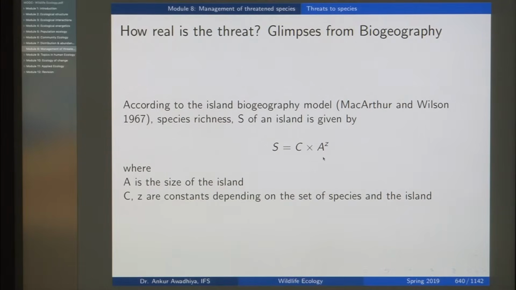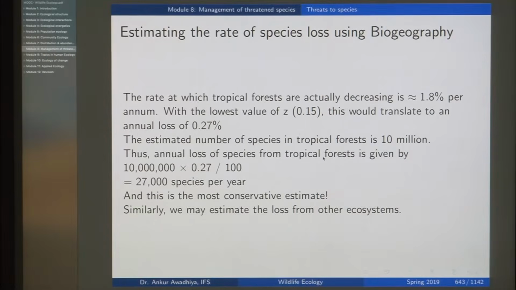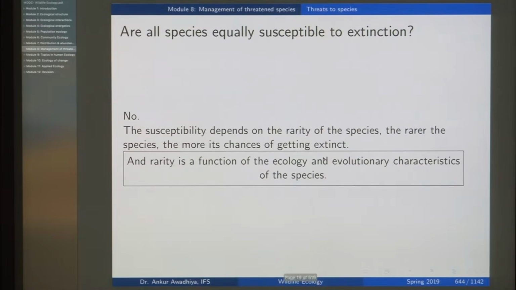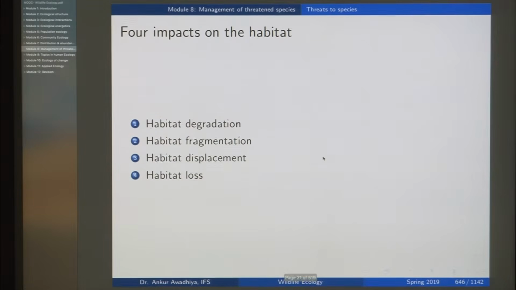Then we looked at the theory of biogeography, the island biogeography model, to predict how many species are getting extinct, and even if you reduce an area by 90%, the number of species only becomes halved, it does not become only 10%, and in this case we estimated that we are losing as many as 27,000 species every year, in a very conservative estimate. Next, we said that all species are not equally susceptible to extinction. The species that are rare are more susceptible, and some species are rare because of their habitat selection choices, evolutionary characteristics, limited geographical range and low population densities.